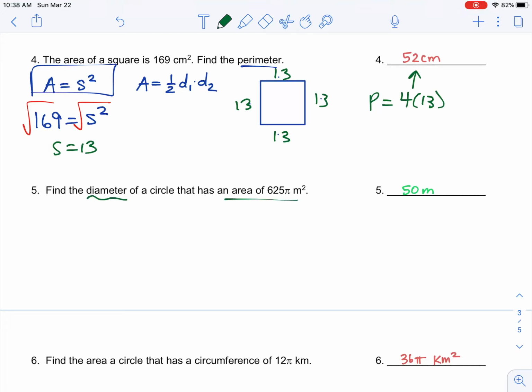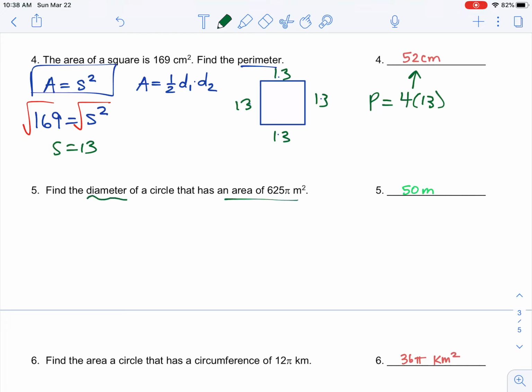Okay, number 7. Find the area of a circle that has a circumference of 32 pi yards. So this one's pretty much the same. Circumference is 32 pi. So 32 pi is 2 pi r. Divide by 2. 16 equals the radius. Area, pi radius squared. 16 squared is 256 pi.